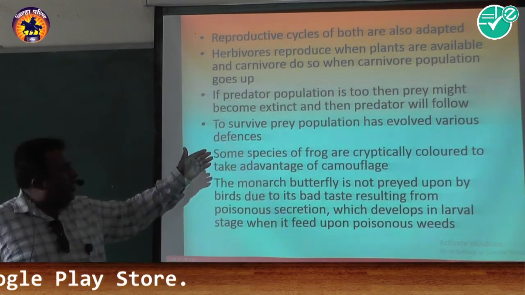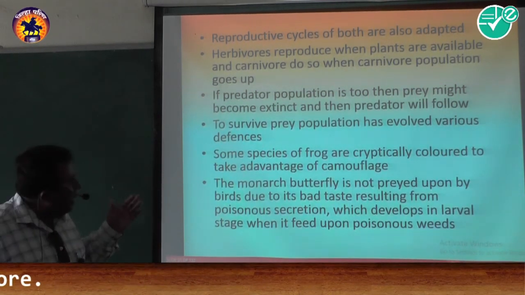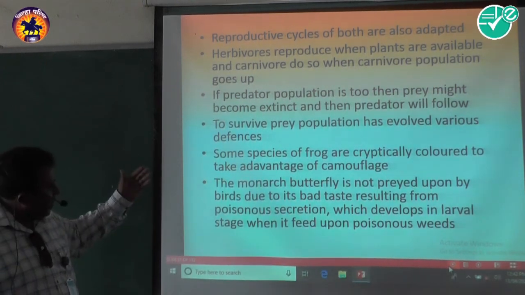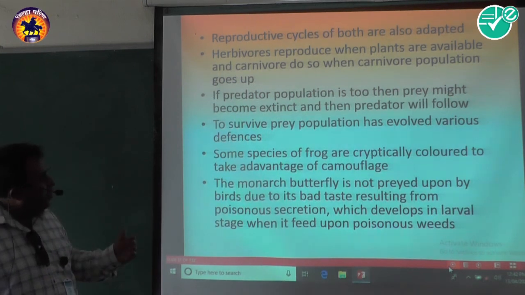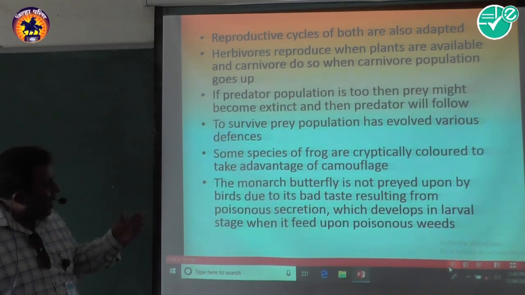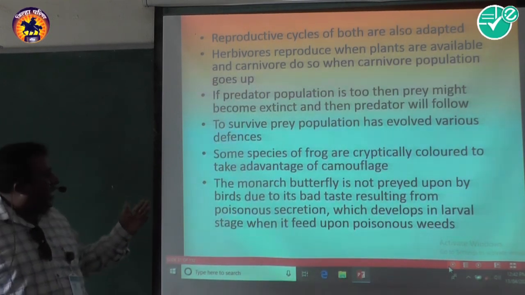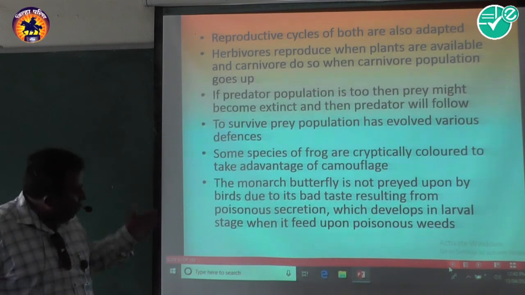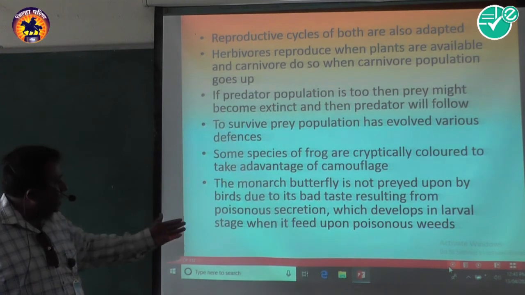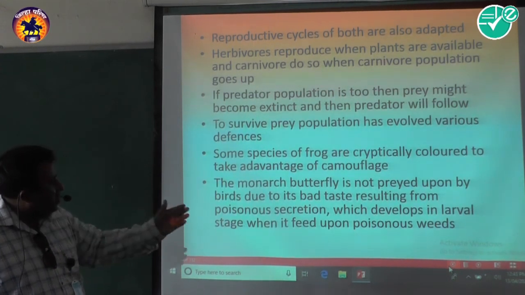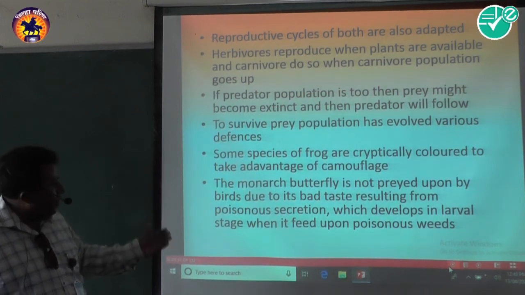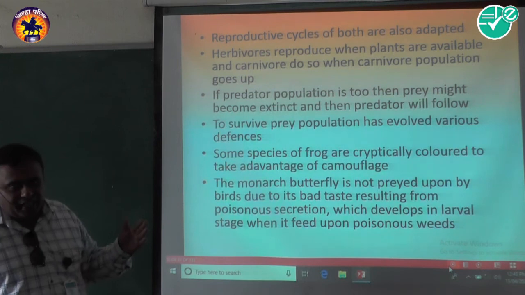द प्रीडेटर पॉपुलेशन इज टू दैन द प्रे माइट बिकम एक्सटिंक्ट एंड दैन द प्रीडेटर विल द फॉलो. To survive, the prey populations have evolved various defenses. Some species of frogs are cryptically colored to take advantage of camouflage. The monarch butterflies are not preyed upon by birds due to their bad taste resulting from the poisonous secretion which develops in the larval stage when it feeds upon poisonous weed.